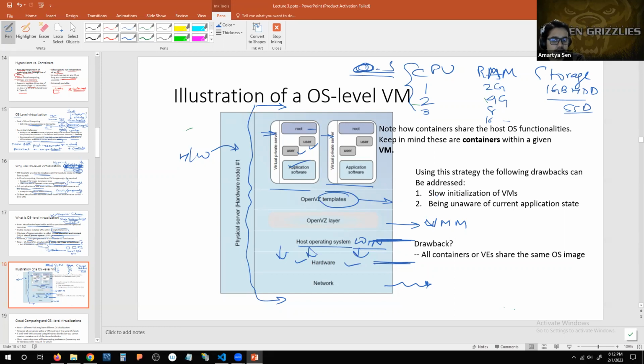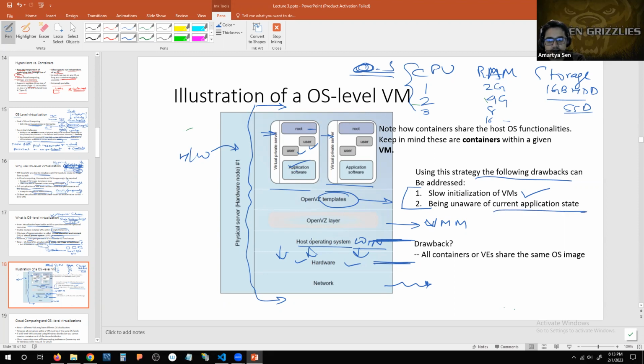So, however, if we did use this particular strategy of implementation, then it addressed the two challenges that were being faced by hardware level implementation of virtualization. The first one is that we got rid of the slow initialization of VMs. We just created the templates and everything is ready. The operating system is ready. We don't have to load up a new operating system within the environments. As a result, the booting process speeds up.